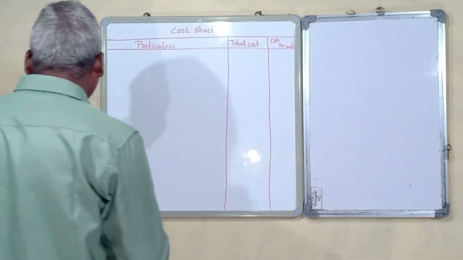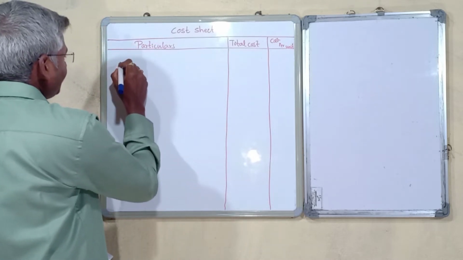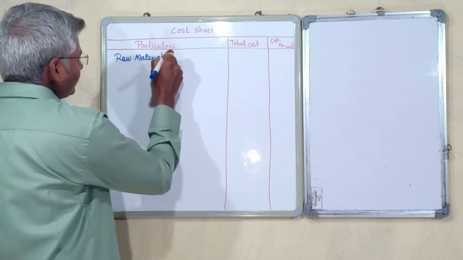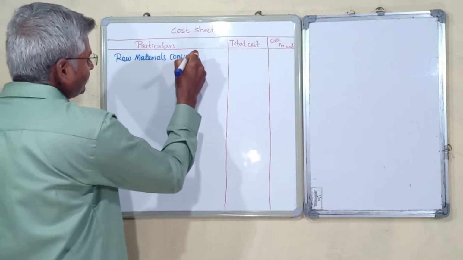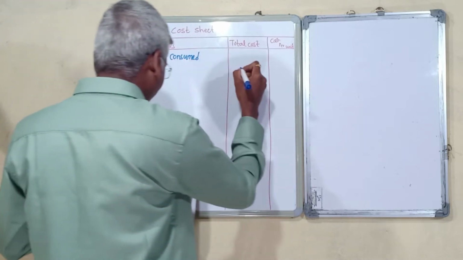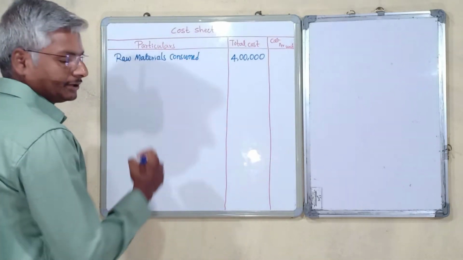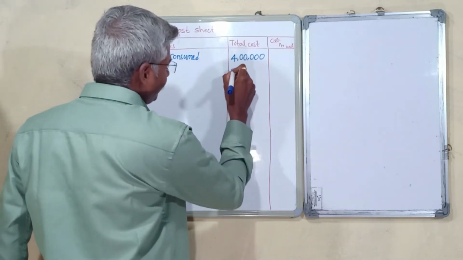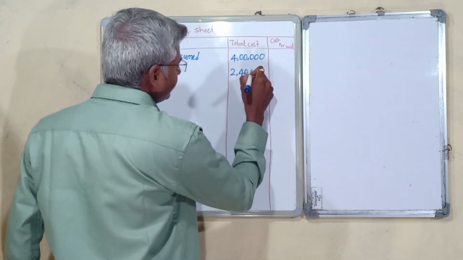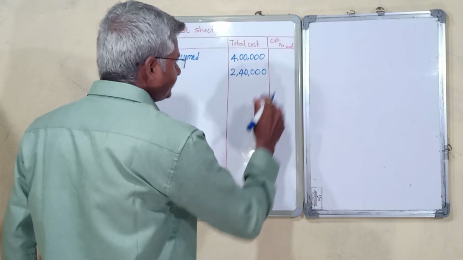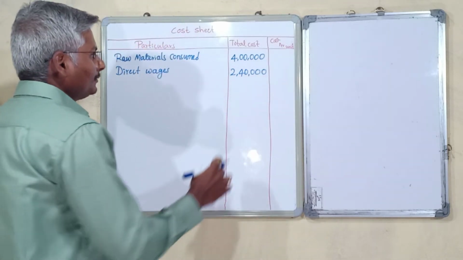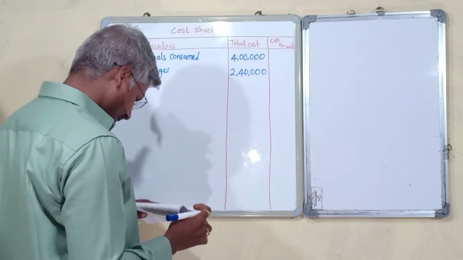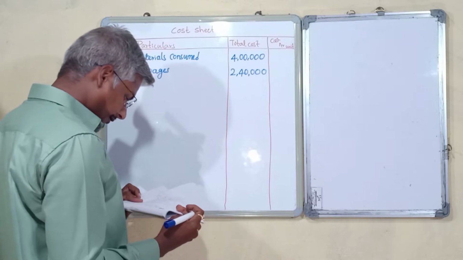In the problem they have given raw materials consumed directly. Raw materials consumed amounted to rupees 4 lakhs. For this we need to add direct wages amounted to rupees 2 lakhs 40,000. Then cost per unit we need to find out by the total units produced. Here in the problem they have mentioned units produced is 20,000 units.